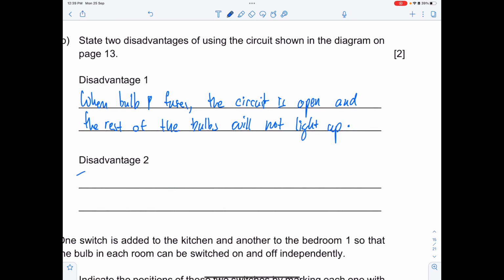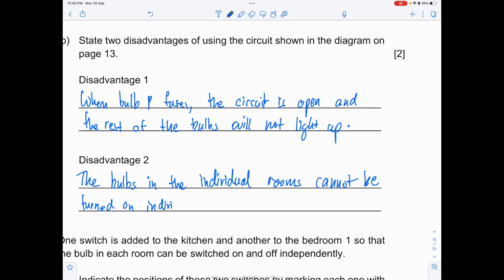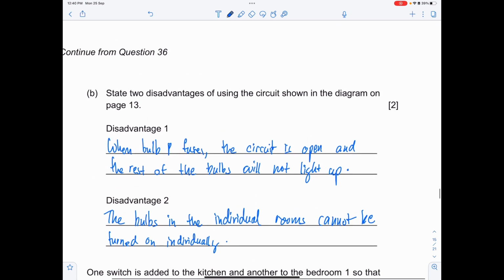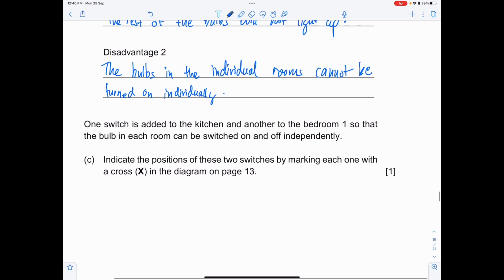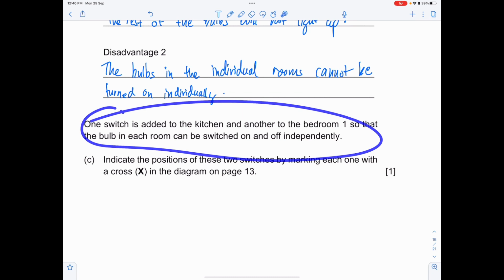Alright, so the lights, or the bulbs in the individual room cannot be turned on individually. Okay? There you go. Actually, the answer is here. Right? I would think so. Okay.